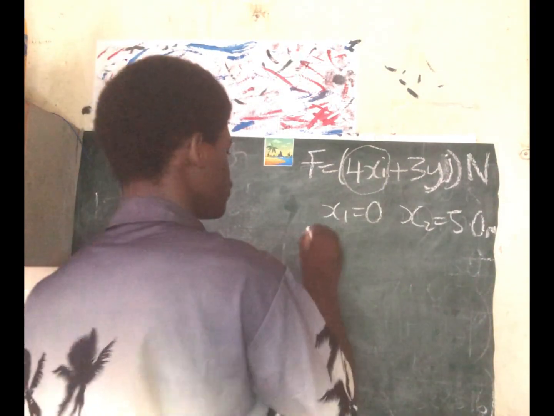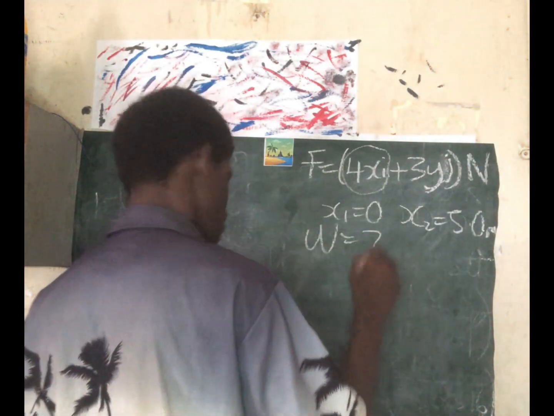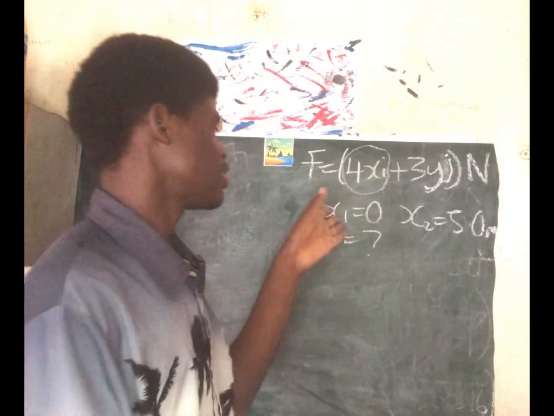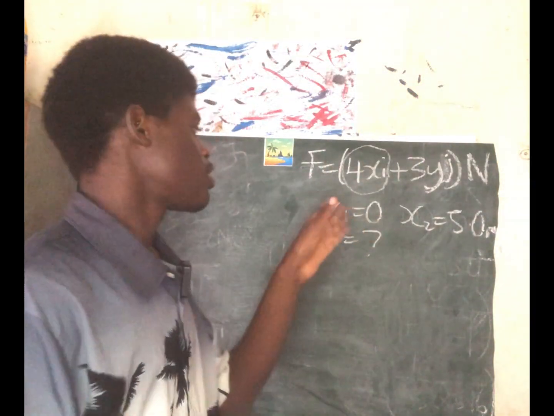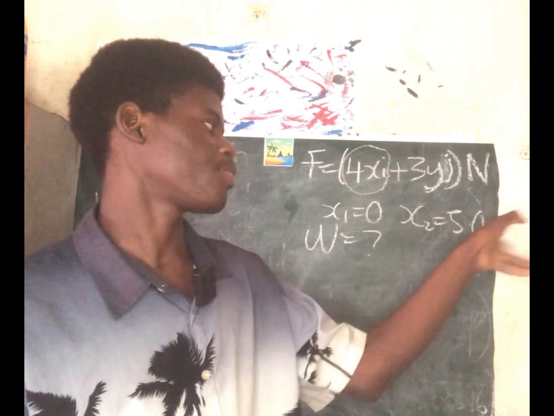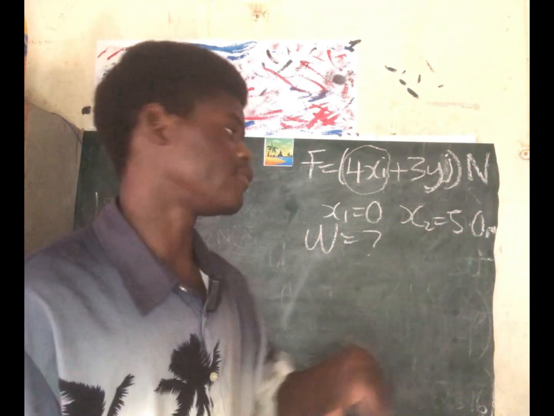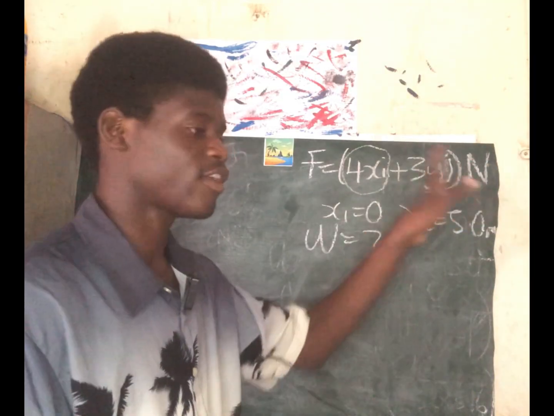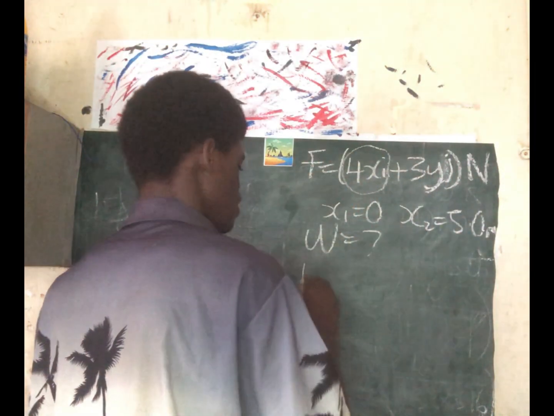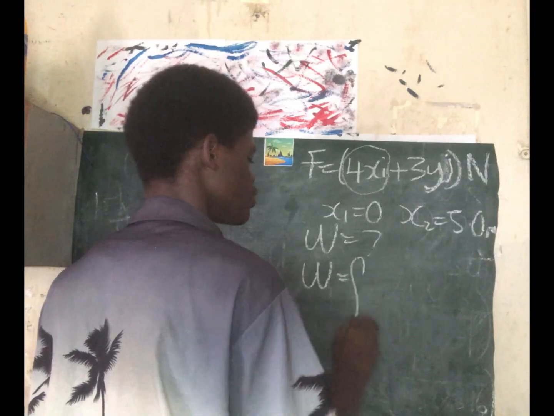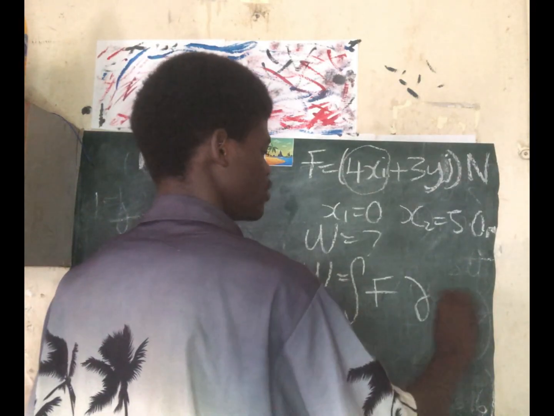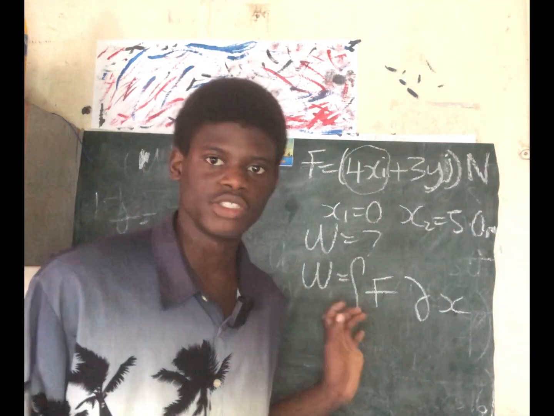If they ask us to find the work done, this is how to solve questions like this. They said it moves in the x direction, right? And they gave us from the origin, which is 0, to the final displacement, that's 5 meter. It was displaced by 5 meter. So the formula you have to use is W equals the integration of F dx. So this is the formula.